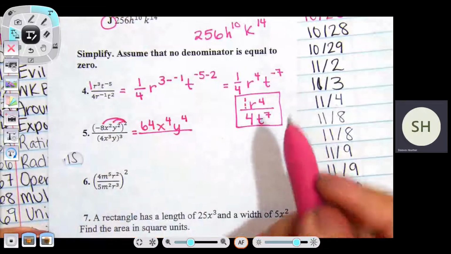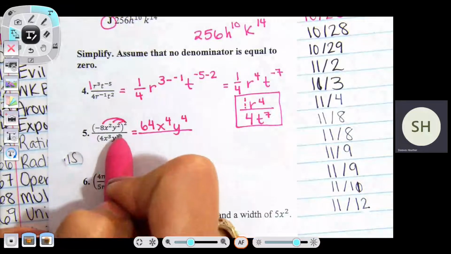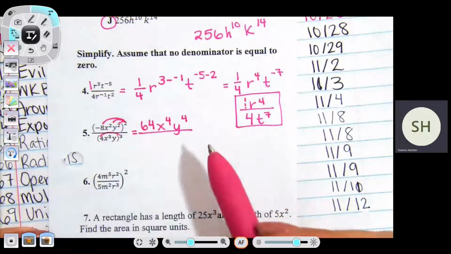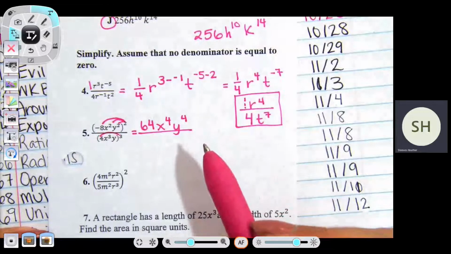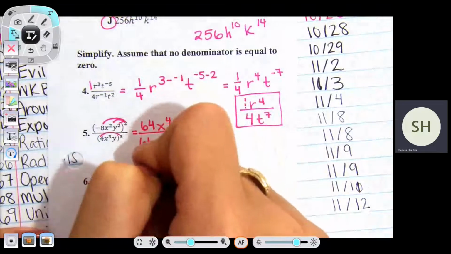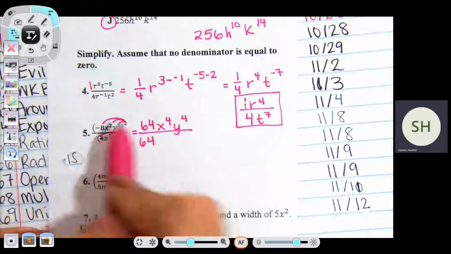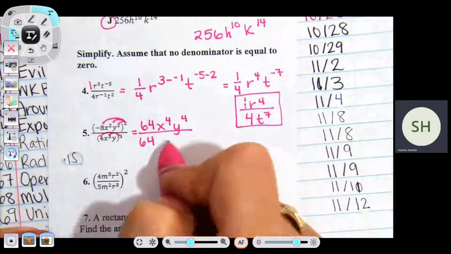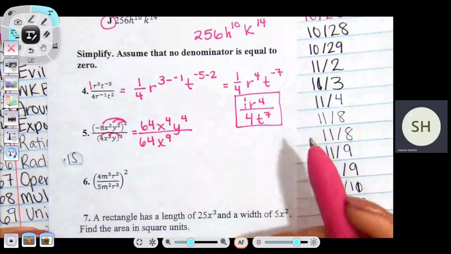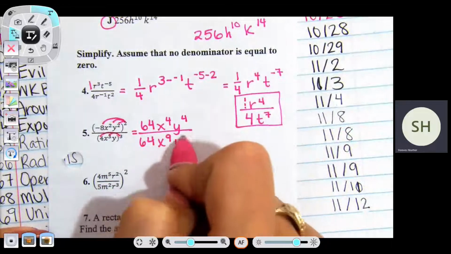Divided by, I bring my 3 into the 4. 4 to the 3rd power is 4 times 4, which is 16, times 4 again, which also makes 64. Then I have x to the 3rd raised to the 3rd again, so it's x to the 9th because I'm multiplying those exponents, and then y to the 3rd.